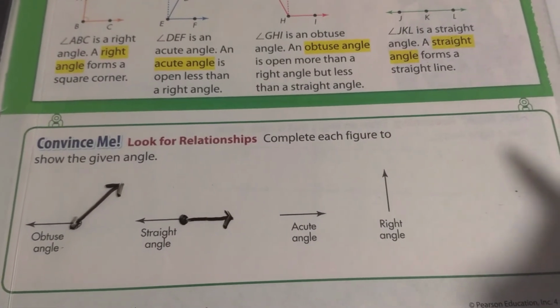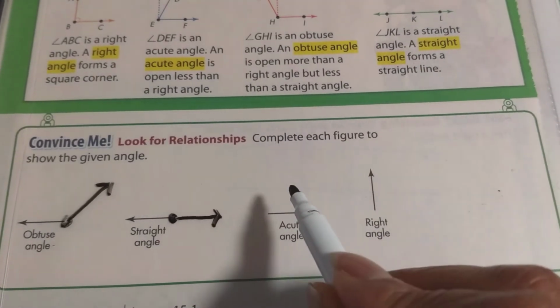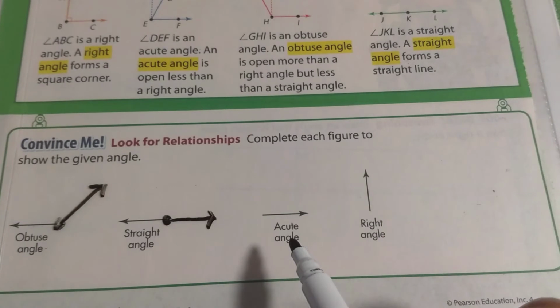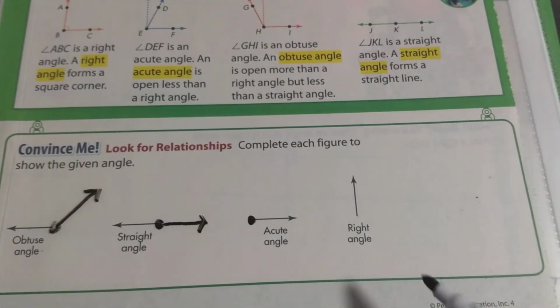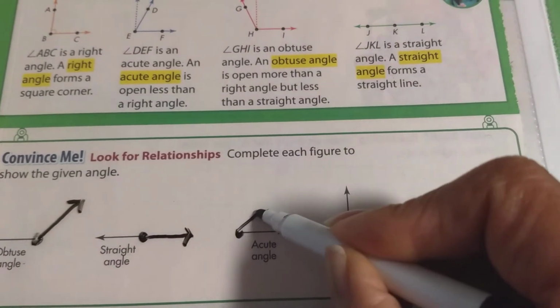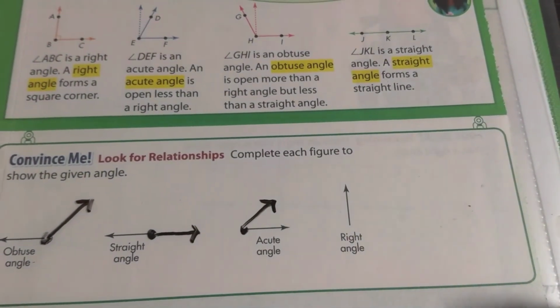Next, we have an acute angle. Remember, an acute angle is less than, the opening is less than a right angle. So that means we have a common endpoint, right? And then when I draw my picture, that is an acute angle.